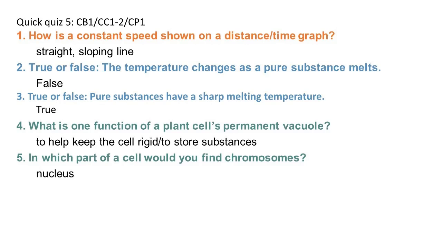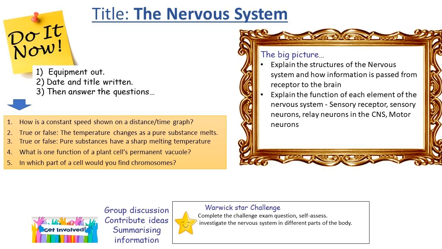Well done for completing those. Correct any that you didn't get right. Give yourself a tick for the ones that you did get right. And then we're going to start off looking at today's topic, which is the nervous system. So you can put the title in your book, The Nervous System.